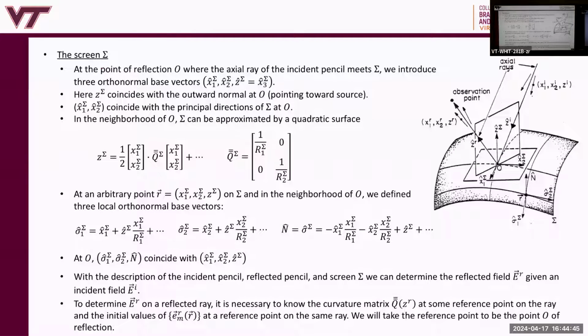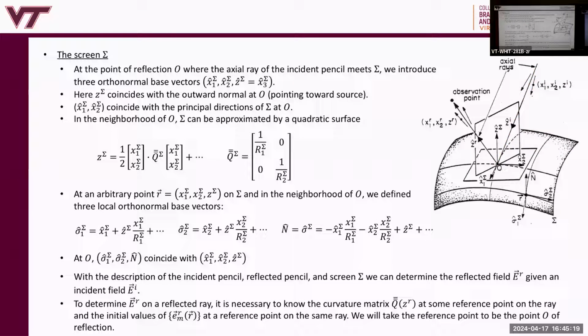Now we need to define the screen coordinates, all right? Okay. In the end, you're not going to need to think about all these coordinate systems. We're going to use them to derive a result, all right? Okay. The screen sigma now at a point of reflection O, so here's sigma now, here's O. At the point of reflection, the axial ray in the incident pencil meets sigma. The axial ray of the incident pencil, so here's the incident pencil, it meets sigma at the point O of reflection. But remember, there's also a bunch of paraxial rays.